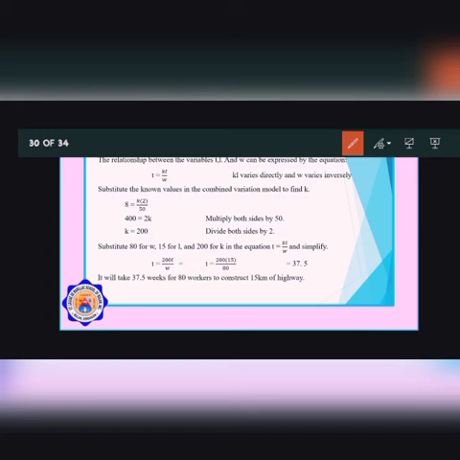T is equal to K times L over W, and simplify. So, T is equal to 200 times L over W. So, that is, yung unang sinubstitute natin is the value of K. So, now, isa-substitute na rin natin pati ang values ng L and W. So, T is equal to 200 times 15 divided by 80.